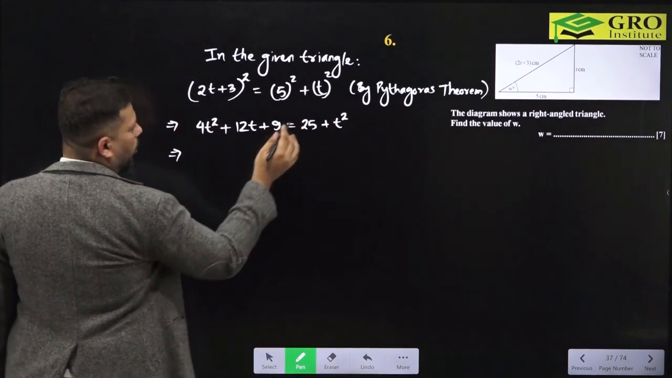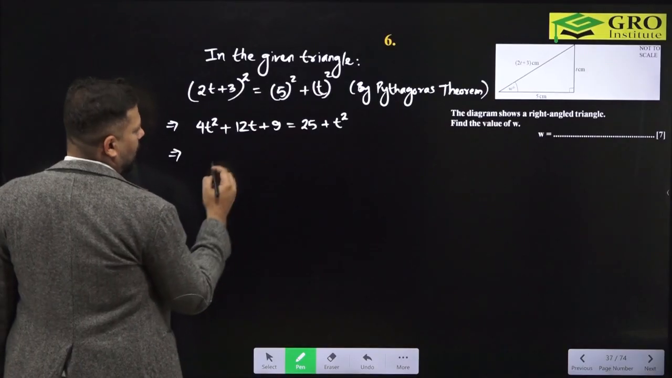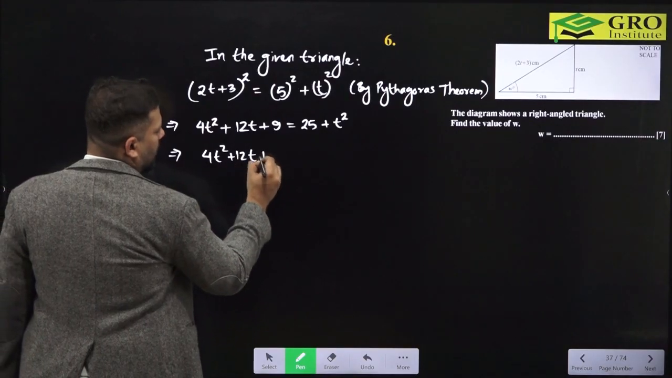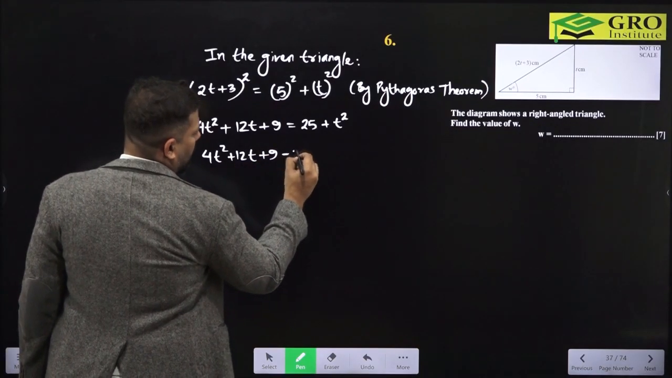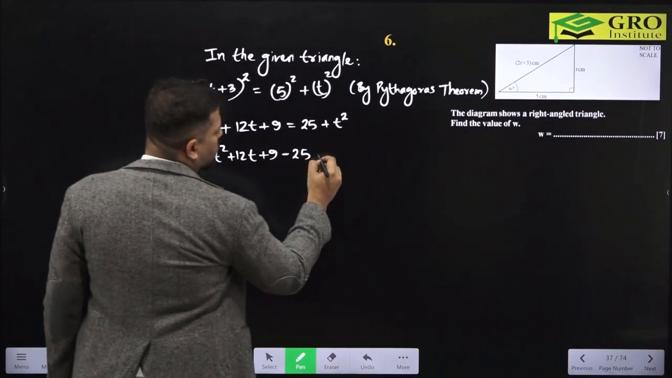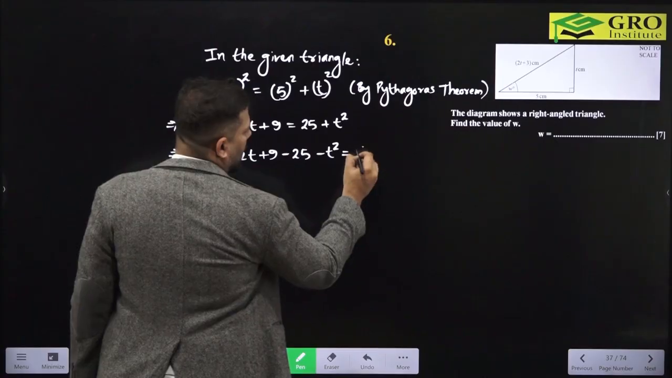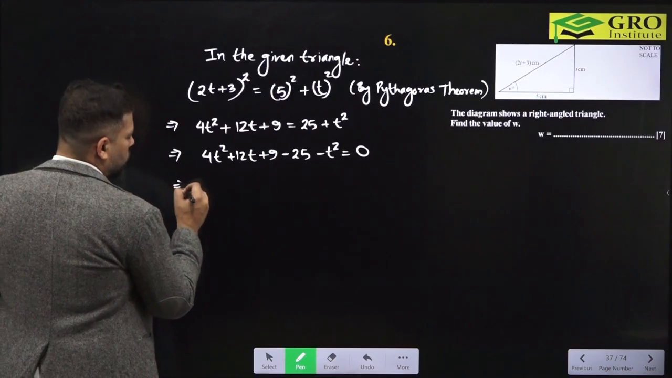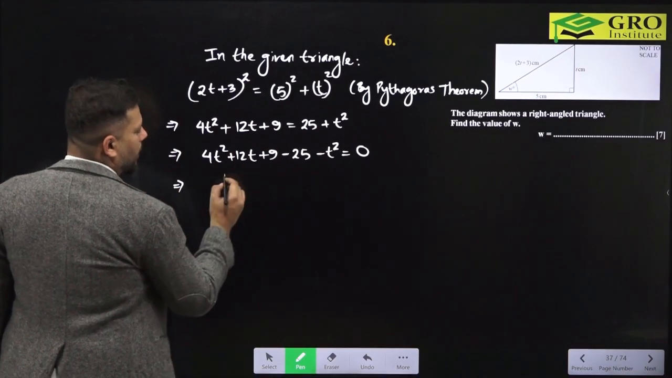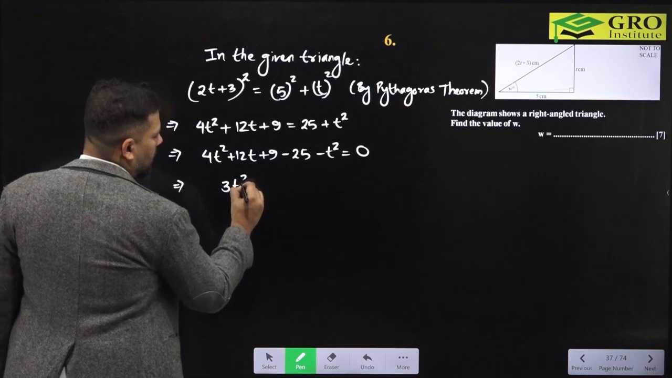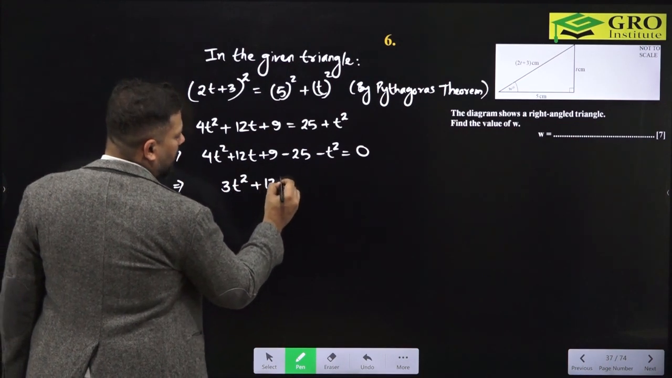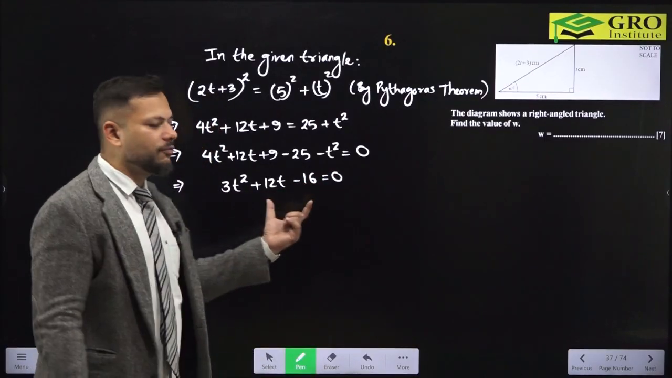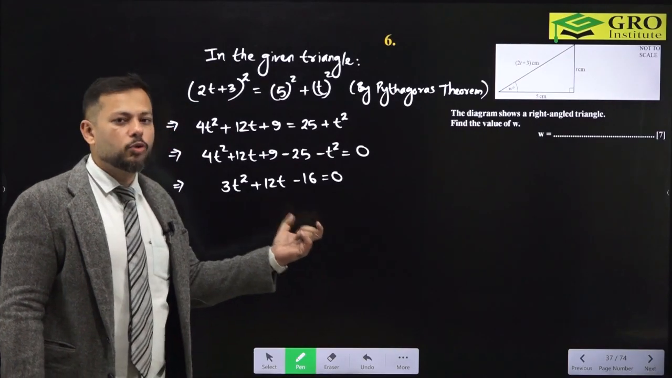Now let us bring all the terms to the left side and keep right side as 0. So 4t square plus 12t plus 9. So this 25 comes here, becomes minus 25, and t square comes here and becomes minus t square equals to 0. Now 4t square and minus t square are like terms, so they will be getting solved. So 4t square minus t square is going to be 3t square. This is going to be plus 12t, and 9 minus 25 is nothing but minus 16. So we are getting this in the form of a quadratic equation, and we know how to solve a quadratic equation.